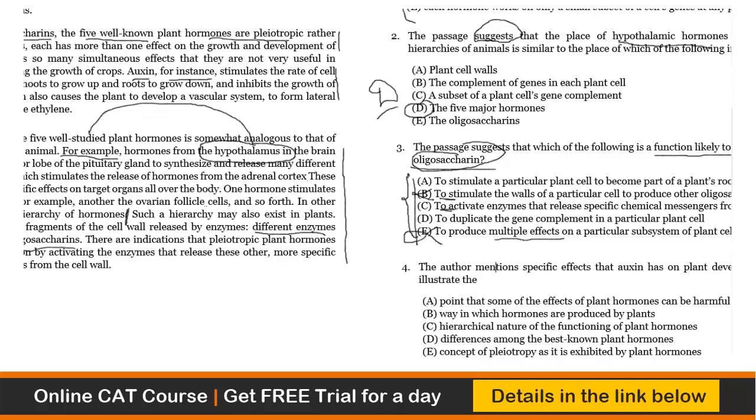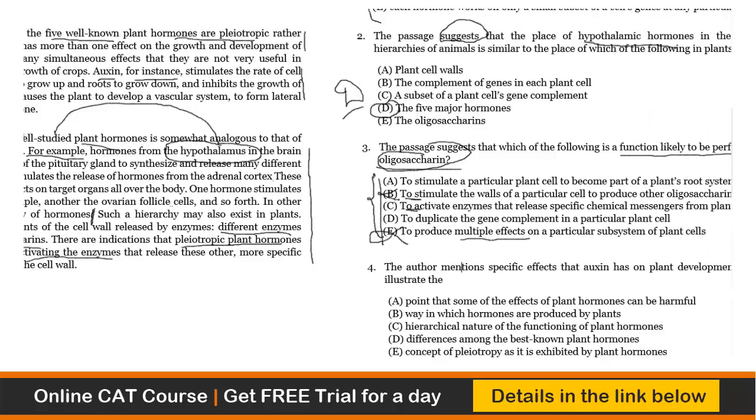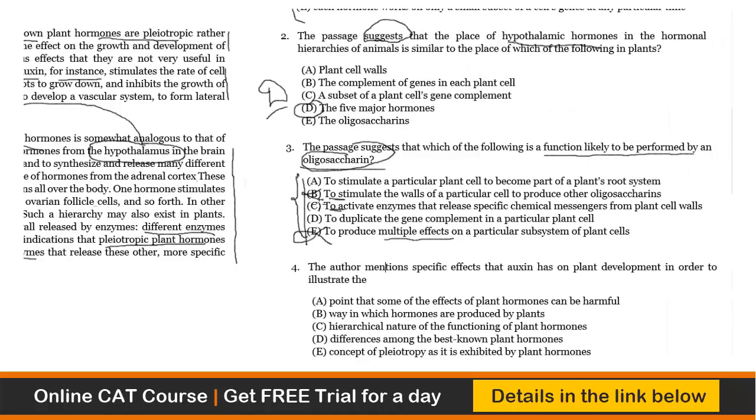But is oligosaccharin activating enzymes? It is not given. There are indications that pleiotropic plant hormones may function by activating enzymes. So it is the pleiotropic plant hormones that function by activating the enzymes. And the pleiotropy is not there with oligosaccharin. The pleiotropy is there with the five well-studied plant hormones. And instead of writing the five well-known plant hormones, you are giving the credit to oligosaccharin. So again, we can rule out option C as well.